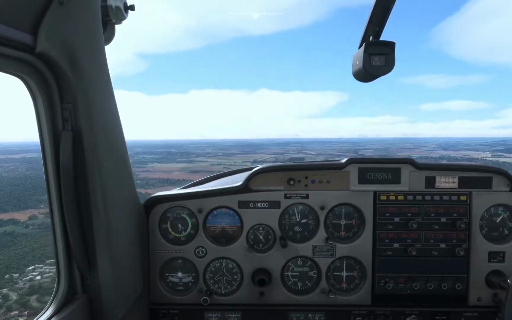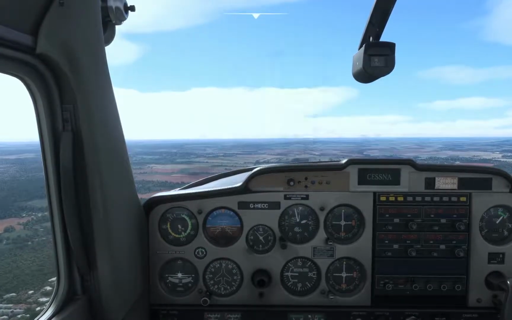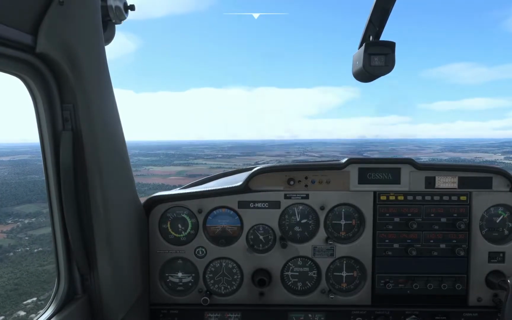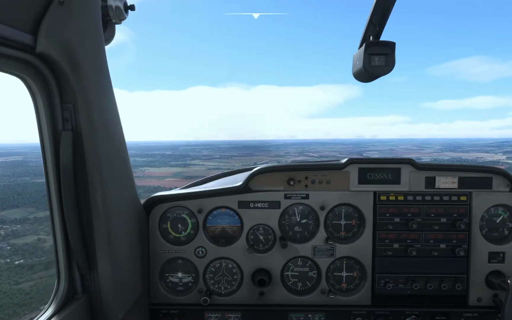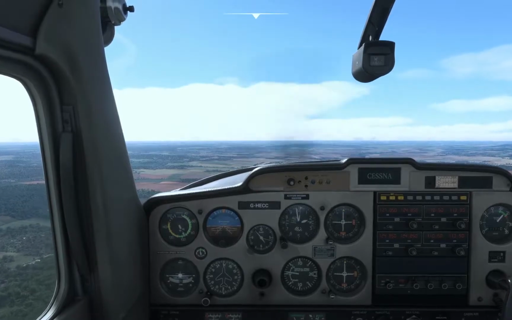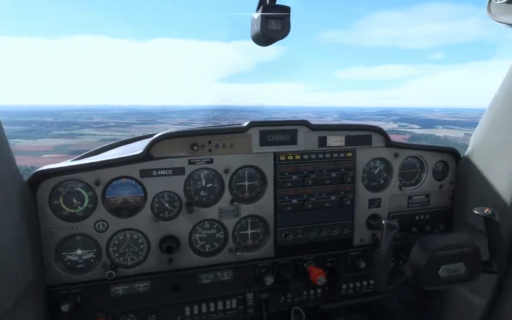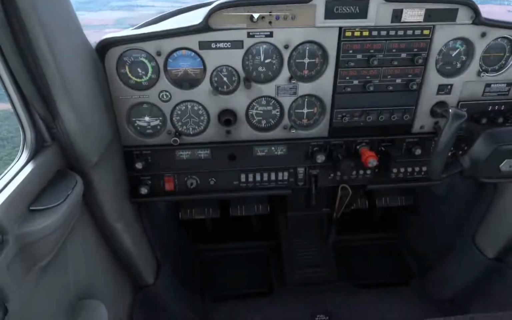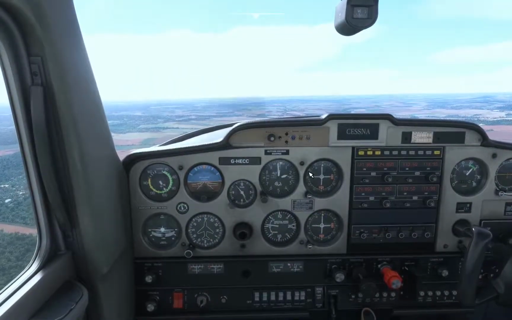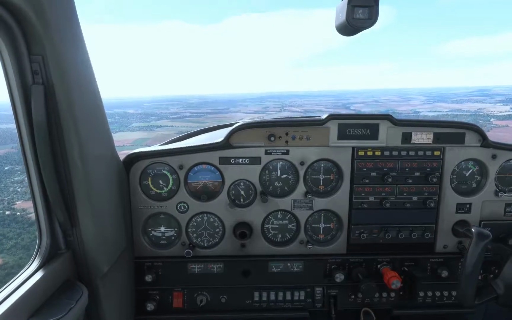Okay, so I'm going to commence a turn. Can anybody remind me, before I do that, what are the items in FRIDA? Yeah, absolutely. Fuel. So I'm going to check my fuel. I've got roughly equal, and it's only a single tank in the 152, so that's all we need to check. Well, it's two tanks, but they're interconnected.